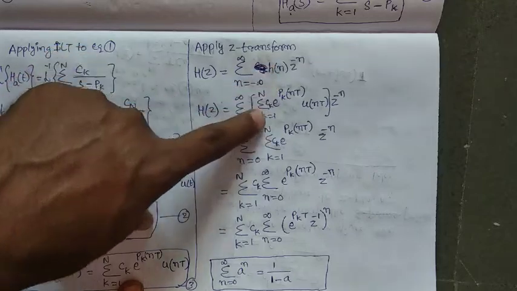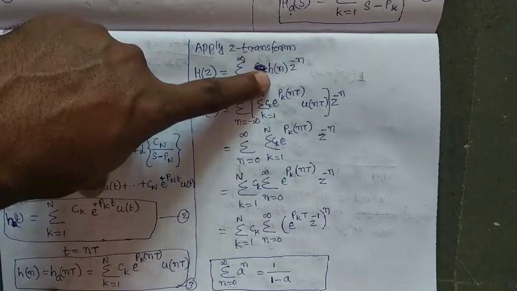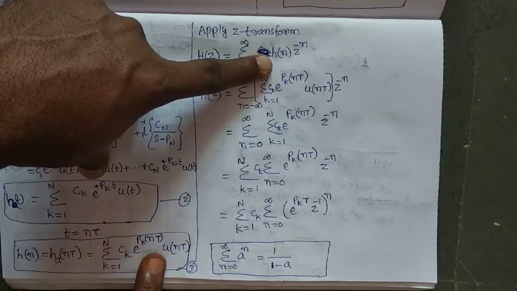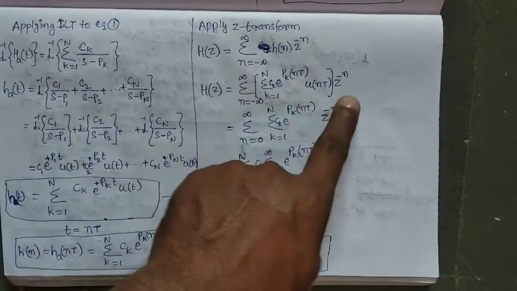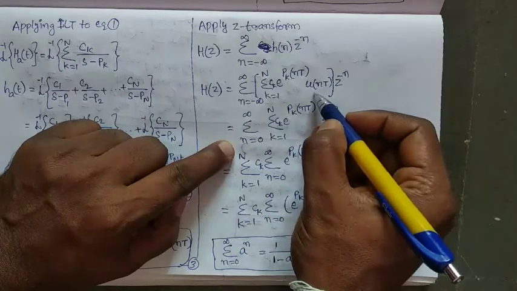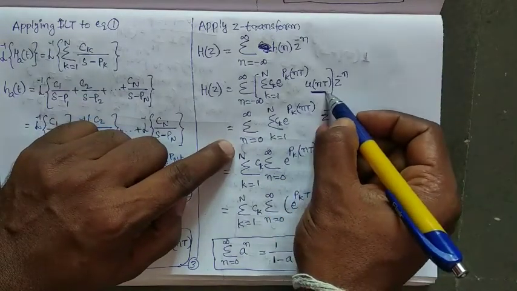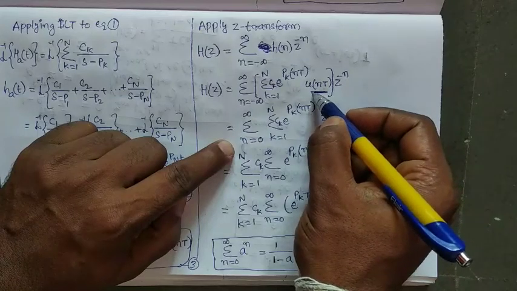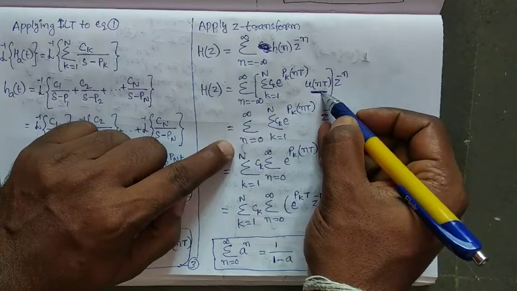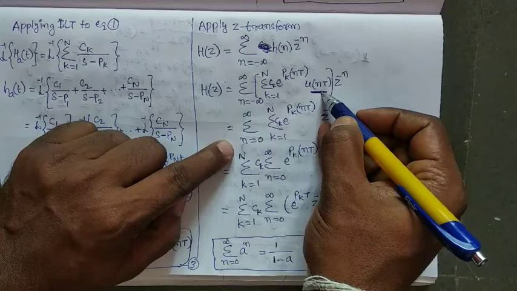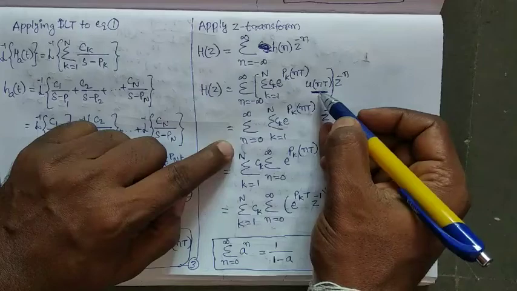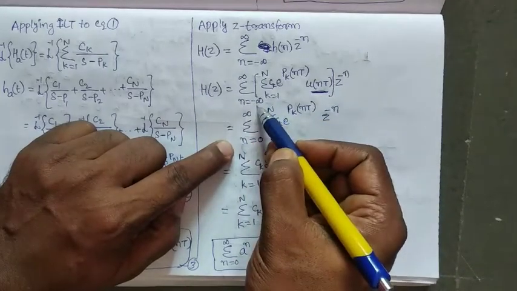Here h of n is equal to what? We are replacing h of n here: summation k equal to 1 to N ck e power pk nT u of nT, into z power minus n. Here from the definition of u of nT, what is the definition of u of nT? It is 1 for nT greater than or equal to 0. For the remaining values it is 0. This means the lower limit of this summation is replaced by 0.